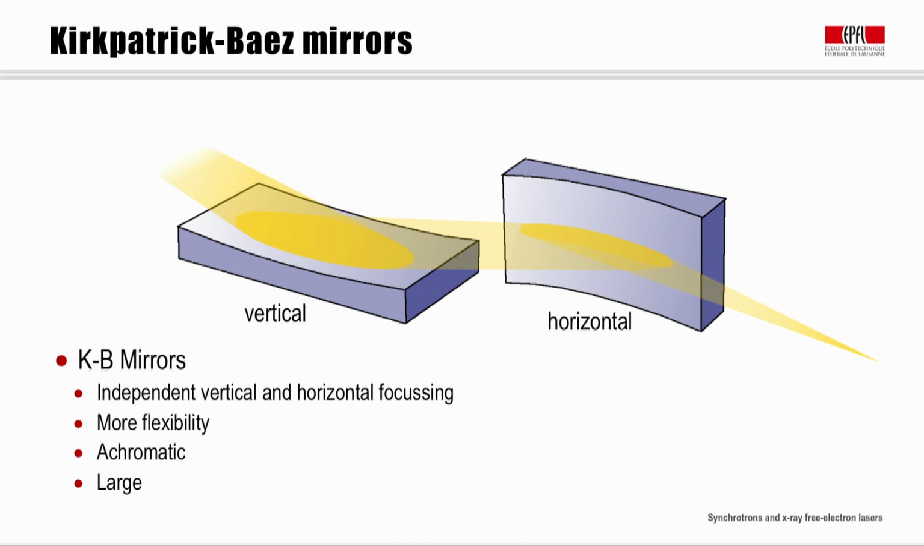Kirkpatrick-Baez, or KB, mirrors provide independent orthogonal focusing using two cylindrically bent surfaces. This has the advantage that vertical and horizontal focusing are decoupled. Indeed, it is possible to dynamically bend the mirrors using a flexor system, thus allowing adjustment of the position of the focal spot. The separation of focusing into two stages does, however, make KB mirrors more bulky.